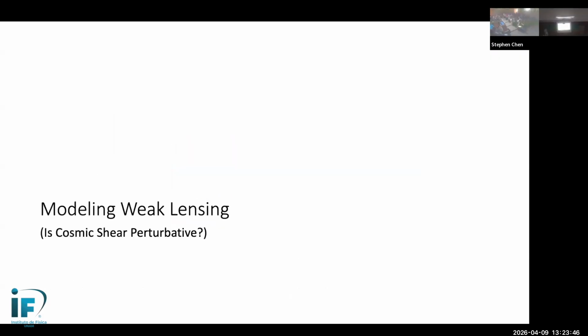Okay, so how can we model weak lensing? By the way, please stop me at any point for questions. I want to answer the question of whether we can indeed use analytic or perturbative methods to model weak lensing.